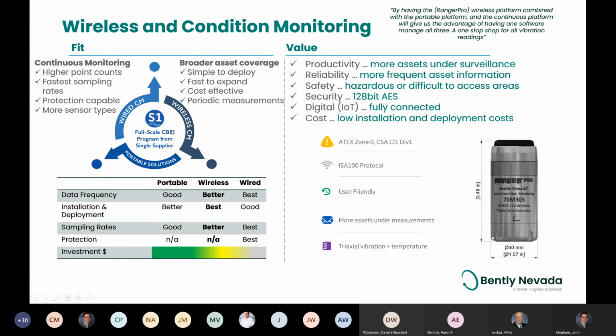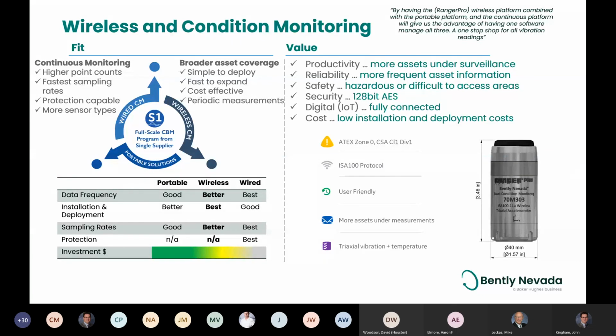So you have that. And then wireless condition monitoring, you've got a broader asset coverage. It is simple to deploy. It's fast to expand. It is very cost effective, but it does give you periodic measurements. I'm going to kind of summarize this down here. So data frequency, you know, portable, getting it once a month, that's good. Wireless is much better. And then wired is best.